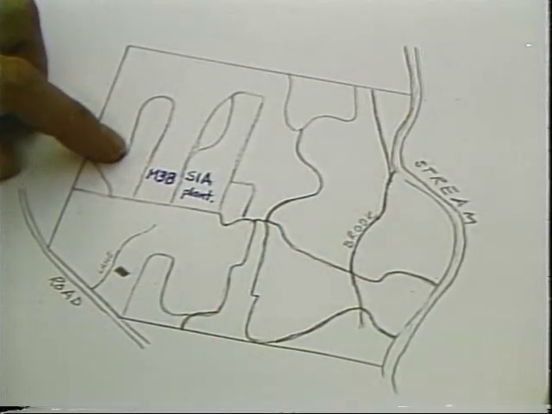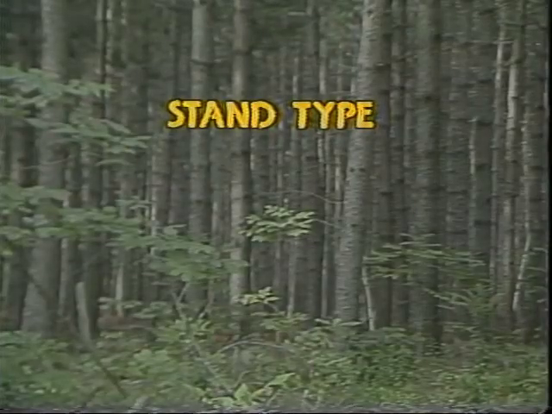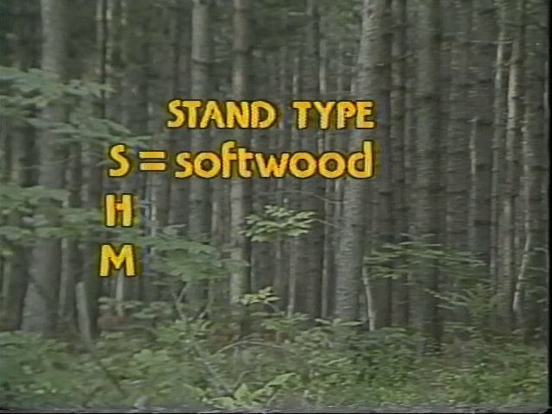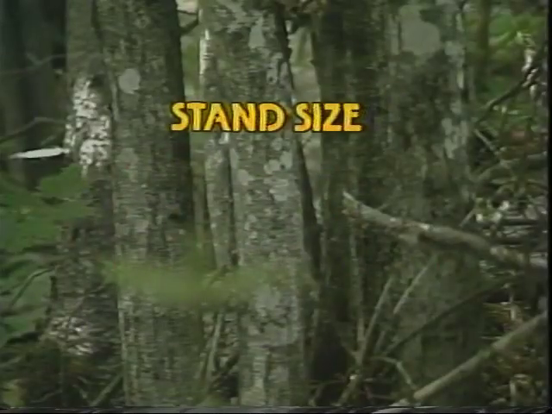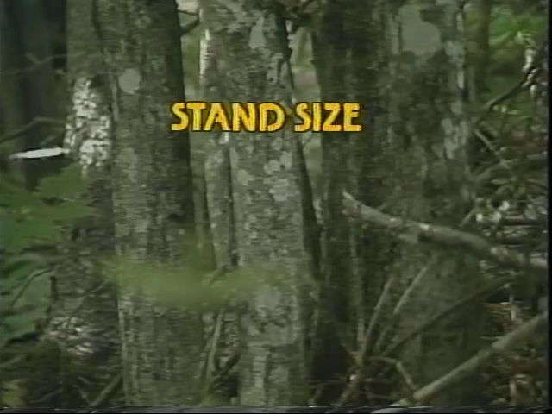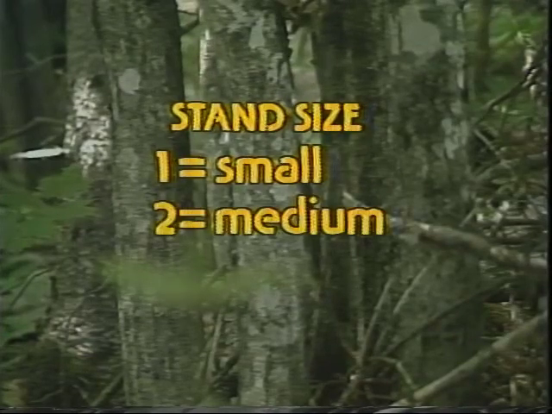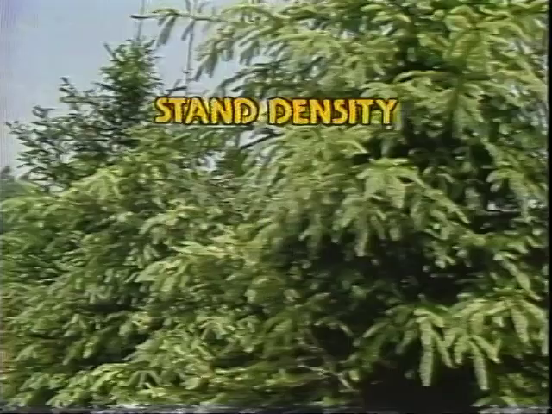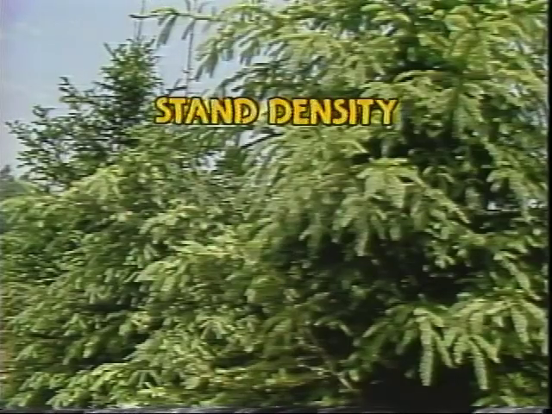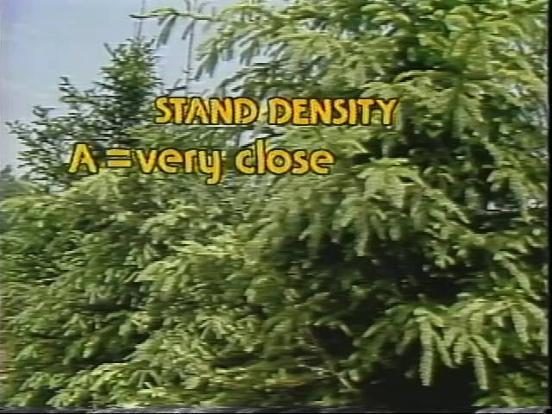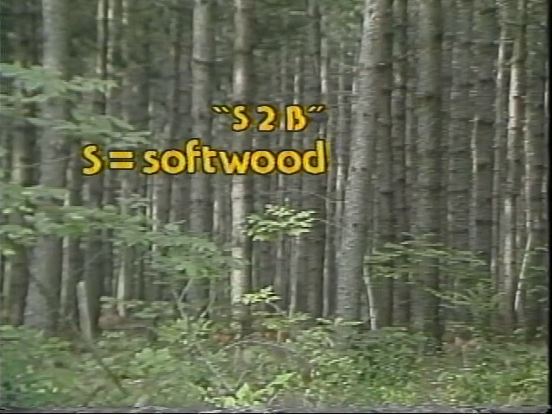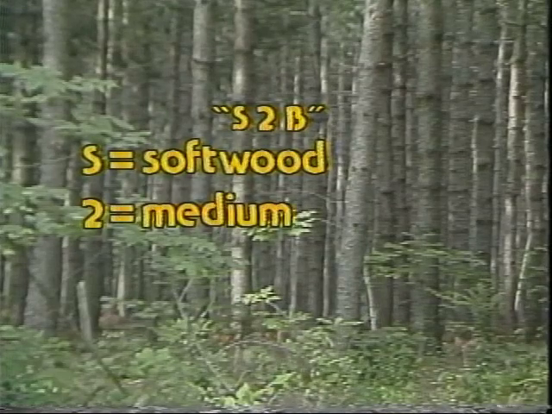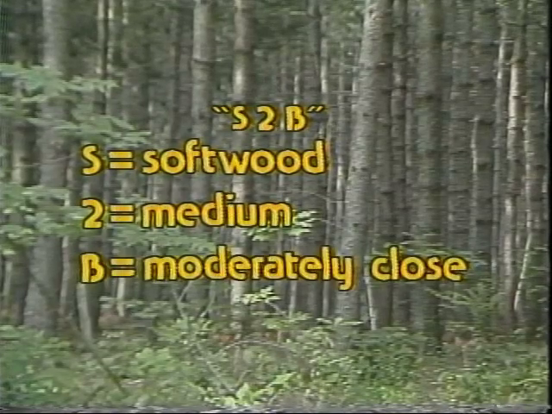The description consists of 3 parts. The first consisting of the letter S, H, or M. S stands for softwood, H for hardwood, or M for mixed wood. The second part, size, a combination of diameter and height of the tree. 1 for small, 2 for medium, and 3 for large. And the third part, the density of the stand, or how closely the trees are growing together. Use A for very close, B for moderately close, and C for not very close. So an S2B description would denote a softwood stand, the S, of medium size, 2, and moderately dense, B.